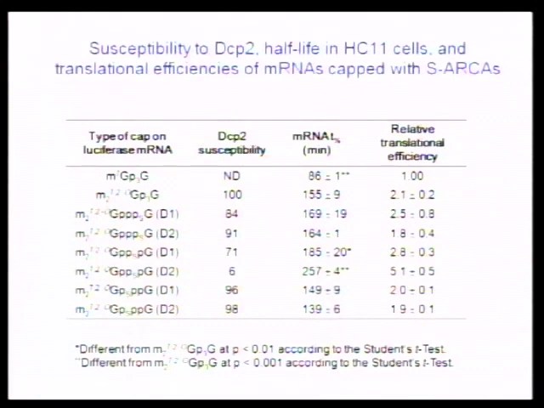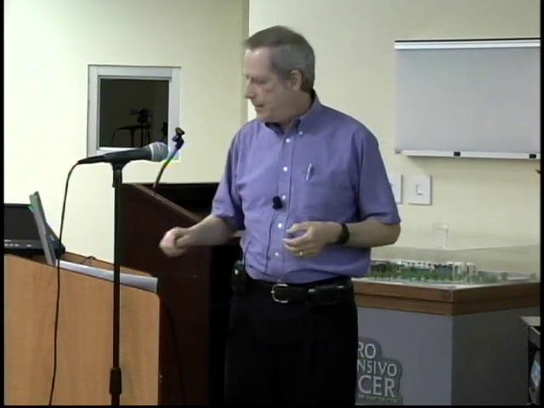The beta D2 thio is translated 5 times better in RNA transfected cells than a conventional cap. And it is 3 times more stable. So these are really super caps. Now we can go into these cells and start studying the machinery that's involved in degradation without having any decapping going on.